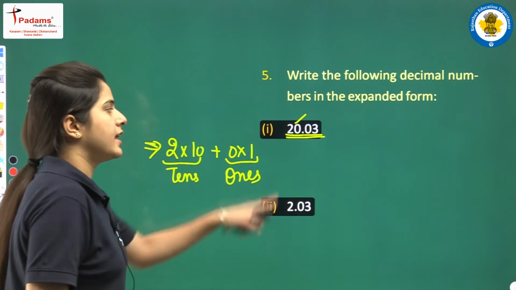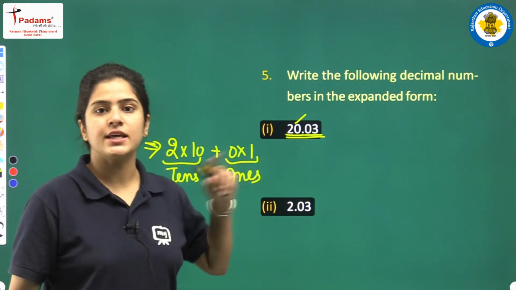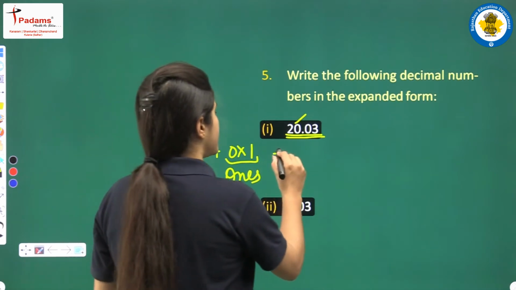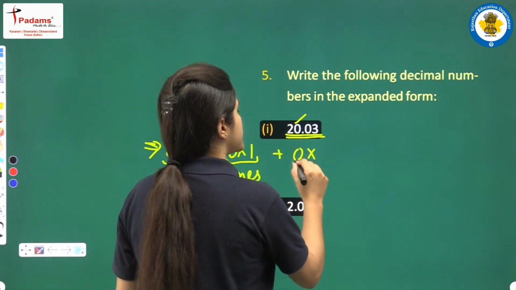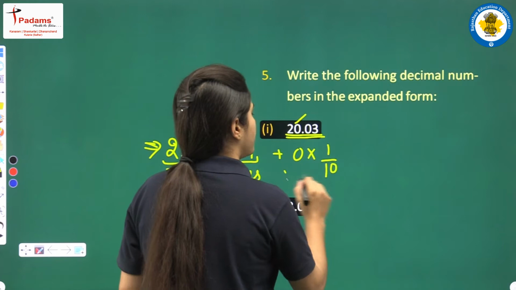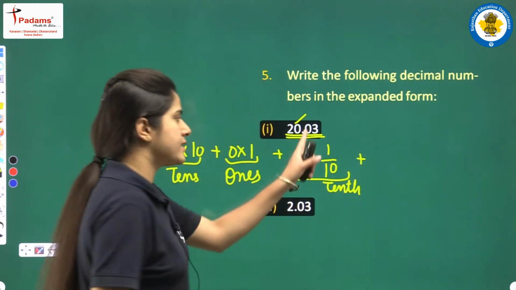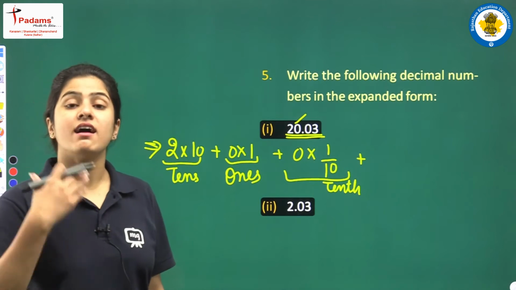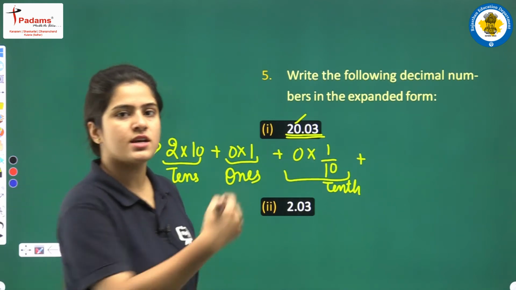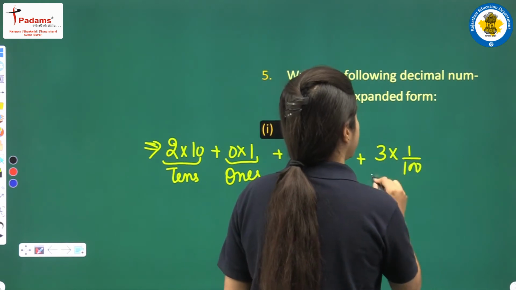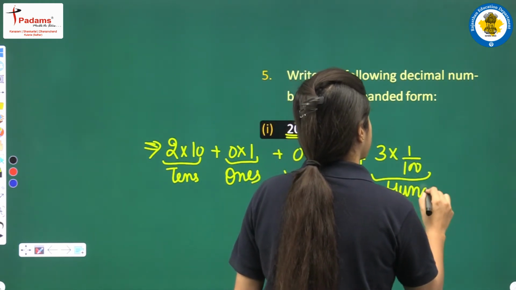Now after the decimal there comes 0. What is this 0? 0 is at the tenth place, so this can be written as 0 into 1 upon 10, and this is the tenth place. Now what is this 3? This 3 is at the hundredth place, so this is 3 into 1 upon 100, and this is the hundredth place.